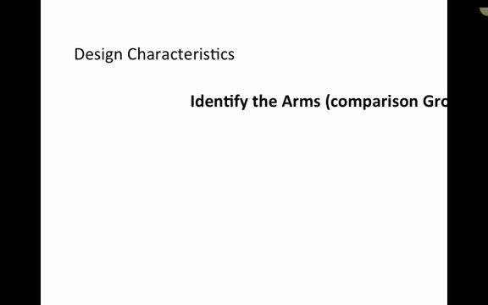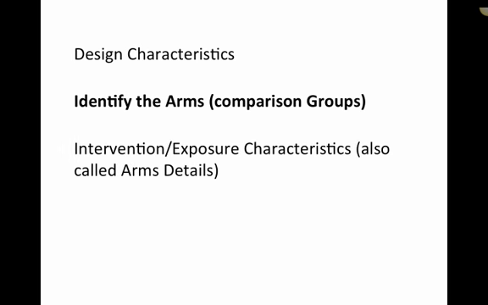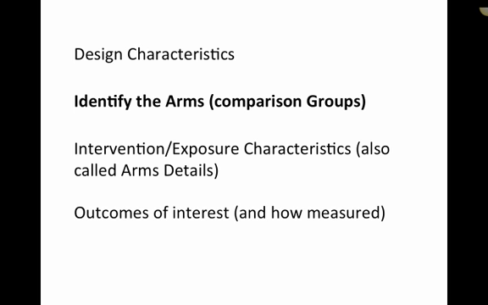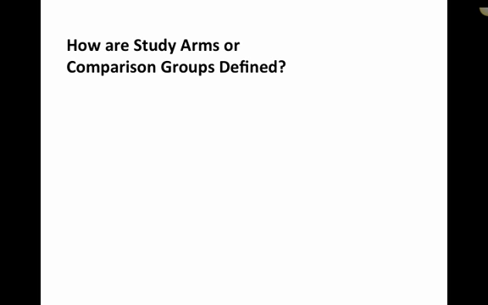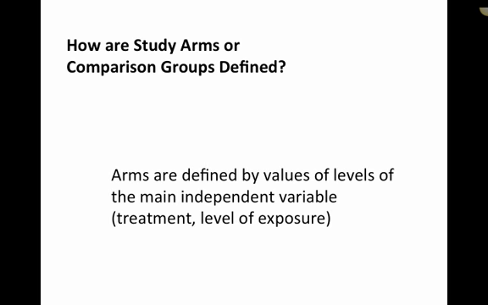When you're extracting data, you want to get information on design characteristics, you want to identify the study arms, intervention, exposure characteristics, sometimes called arms details, your outcomes of interest, and your actual results, that is the measures of the outcome variable. In this video, we're going to focus on identifying the arms or comparison groups in a study. Now, first you have to figure out how study arms or comparison groups are defined.